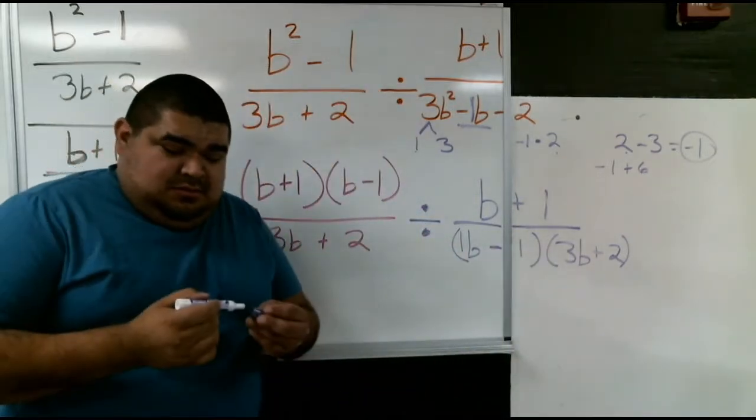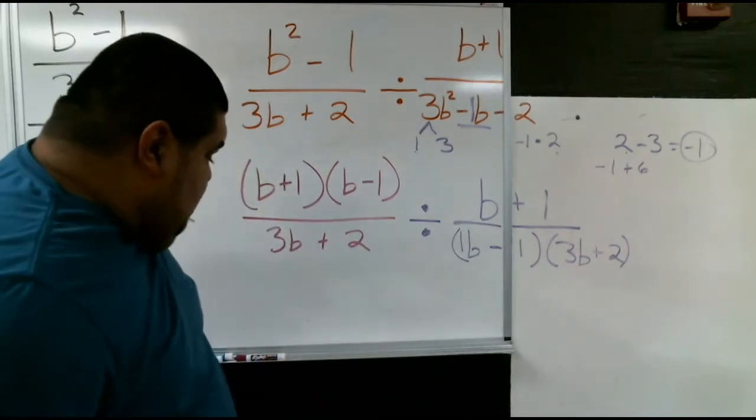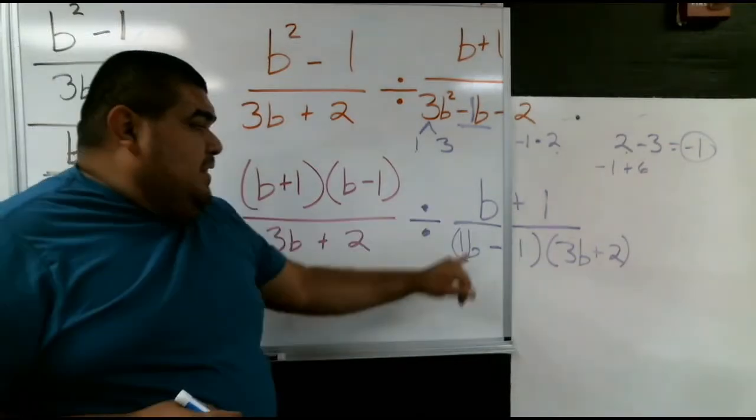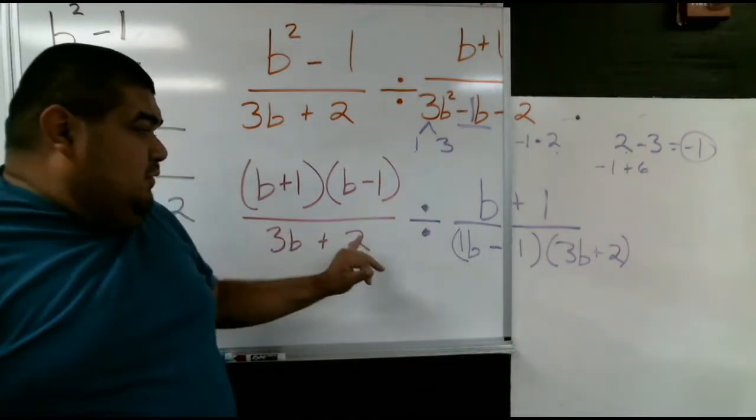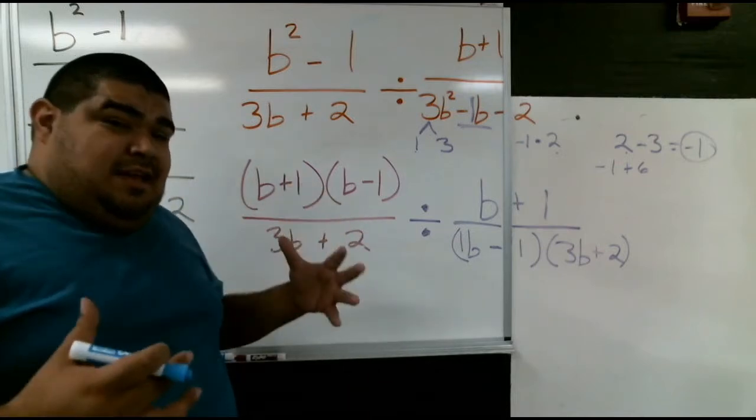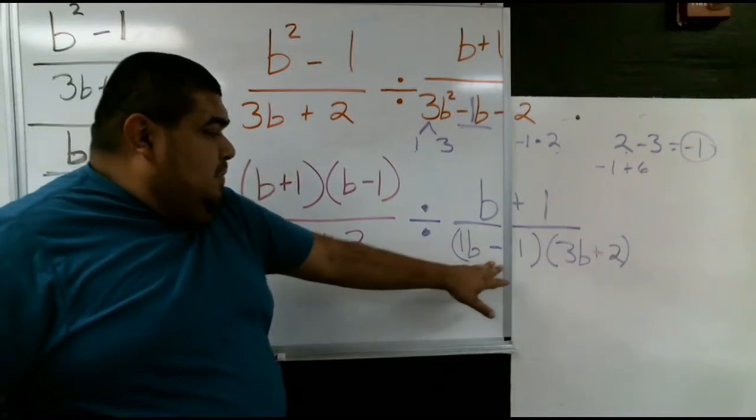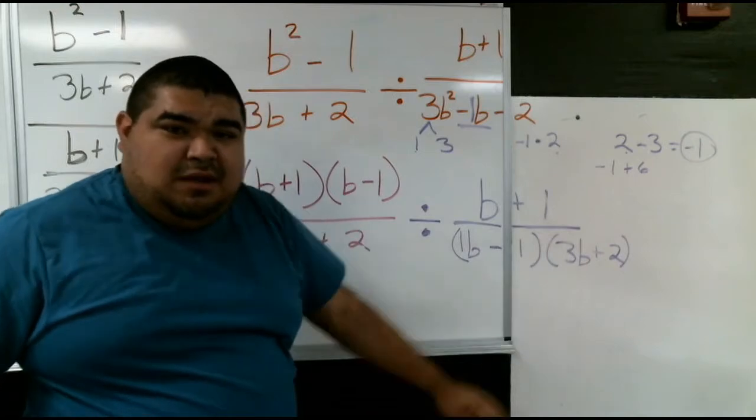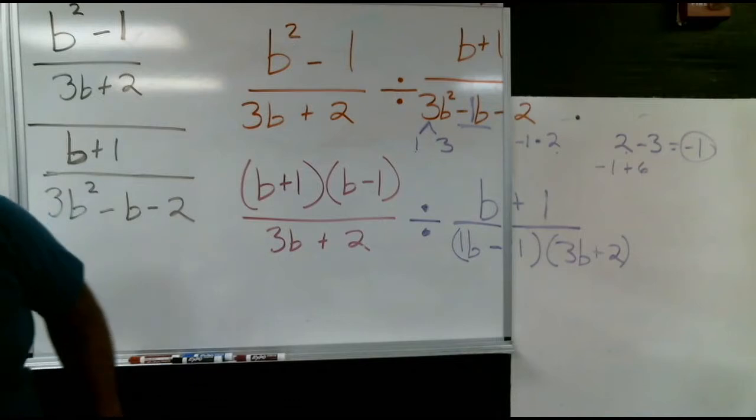Now that we have that, we're almost done. We have to do one extra step. Once we have it in this format, we can never divide these ones. What we're going to do is make a multiplication. When that happens, you have to flip the second fraction. So the b minus 1 and 3b plus 2 go on top, and b plus 1 goes on the bottom. I'm going to erase this side so I can write it in there.